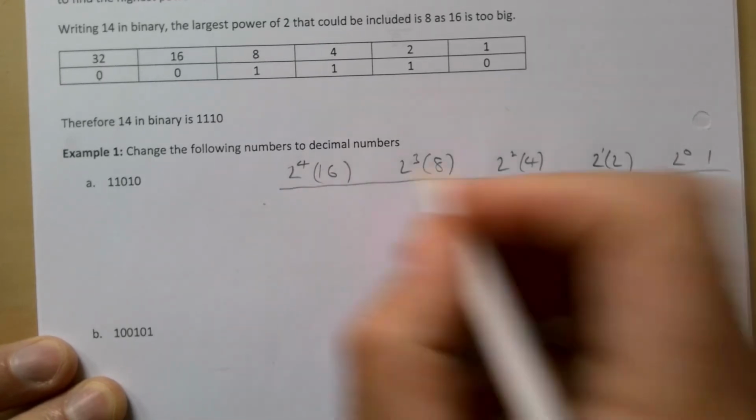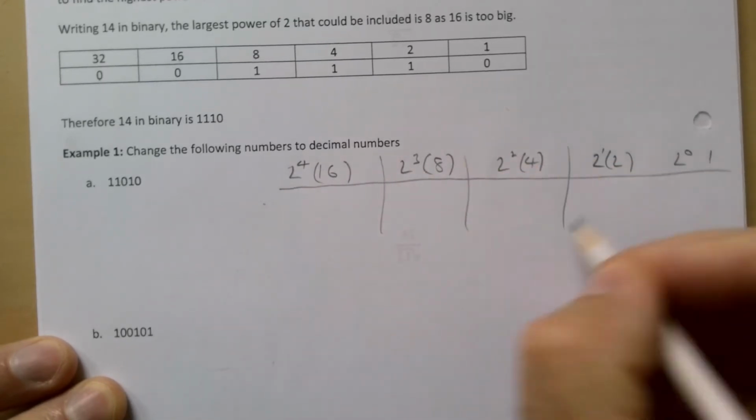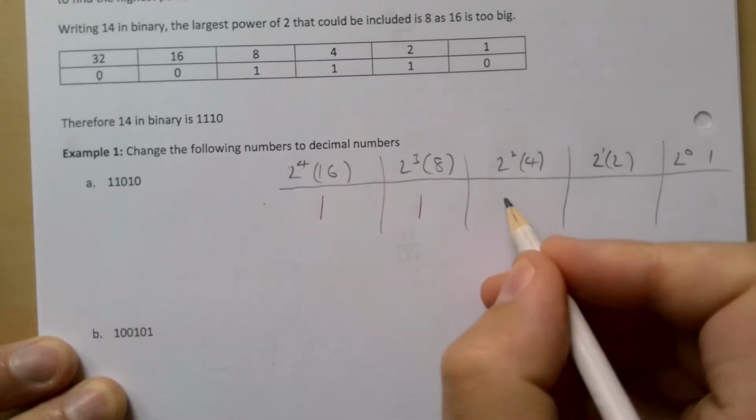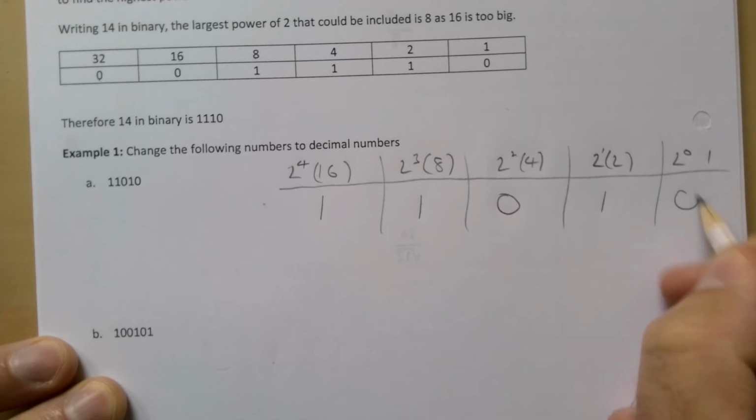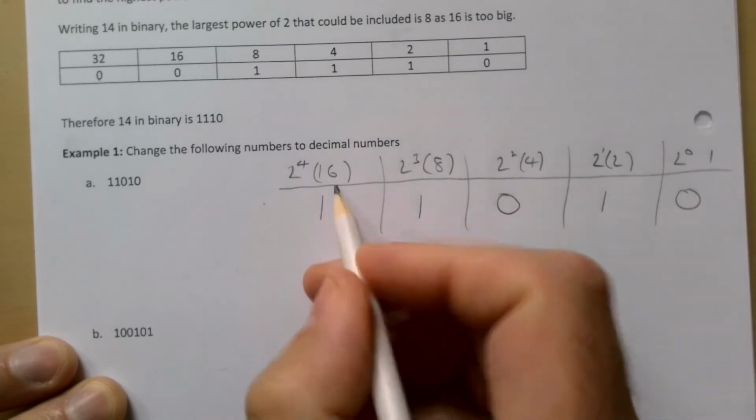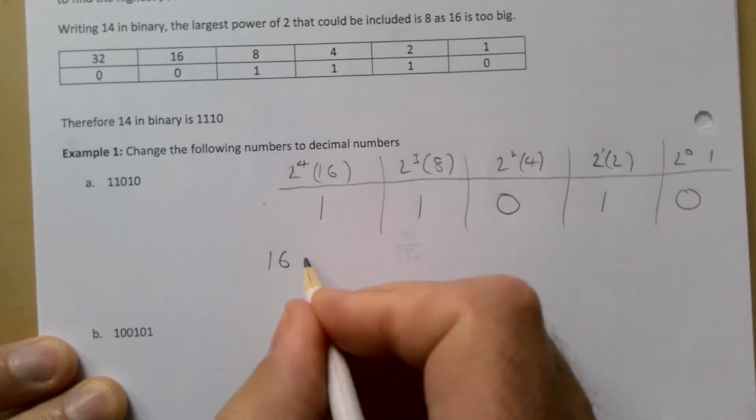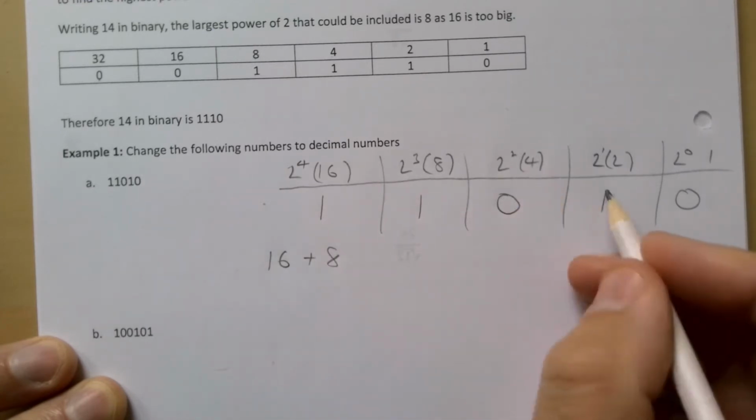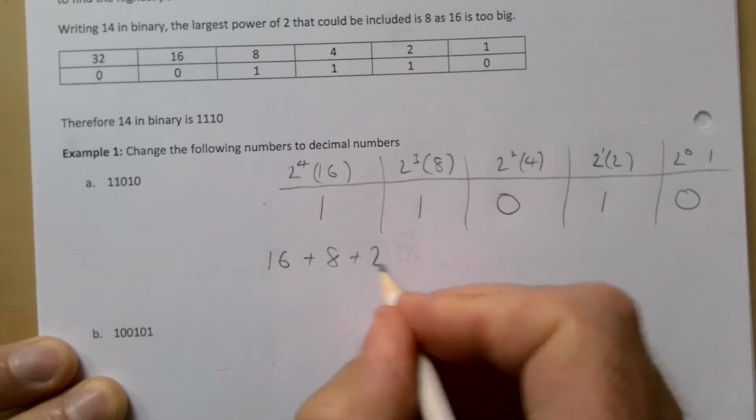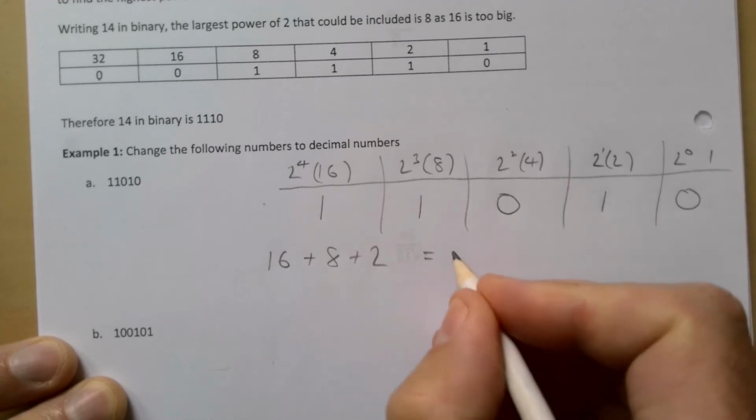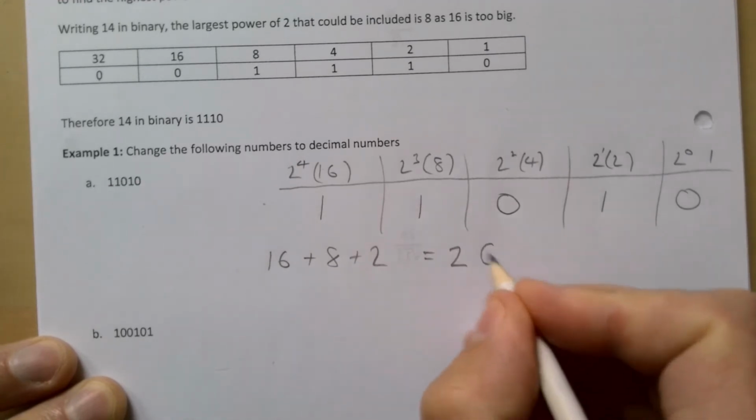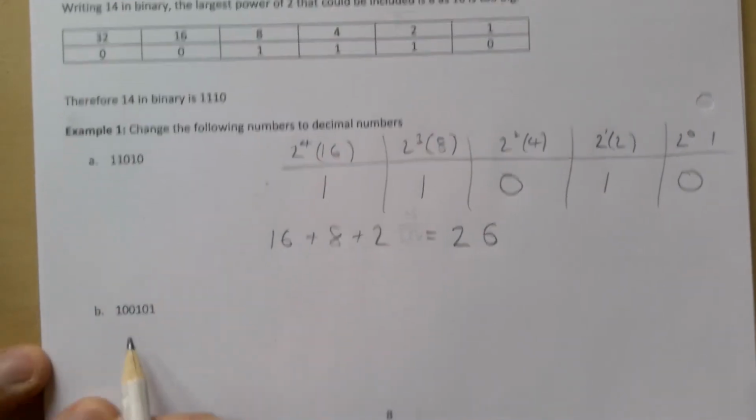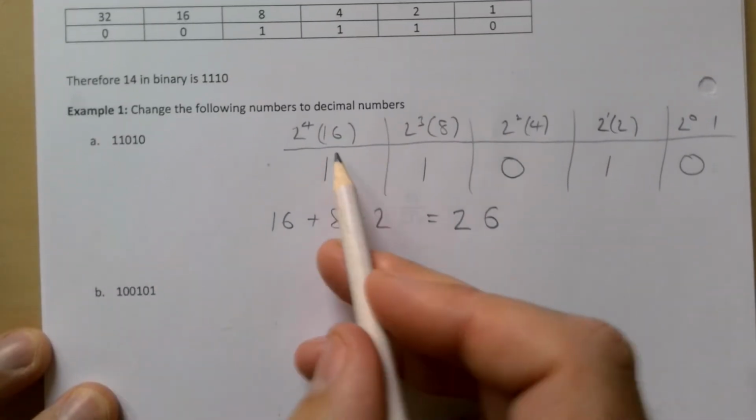This is a wee table to help us work out what we're doing. And we're told that the binary here is 1, 1, 0, 1, 0. So that means it's going to be 16 plus 8. There's no 4, but there is a 2. So our binary number in this particular case must be 26. This next one then has an extra digit on it, so we need to go a wee bit further.